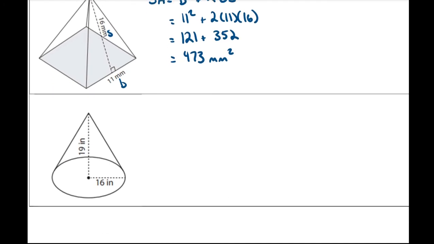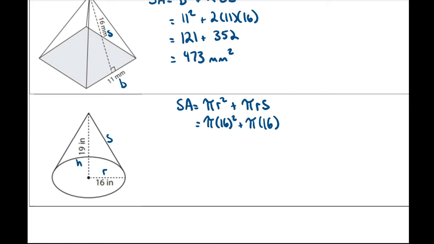And lastly, for the cone, surface area equals, again from the formula sheet, pi r squared plus pi rs. R is our radius, 19 is our height, and s is the diagonal. So if I go to fill in my formula, I have pi times the radius, or 16 squared, plus pi times 16 times s, but we don't have s yet.